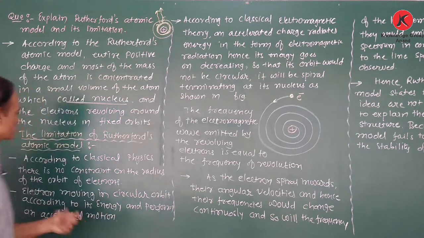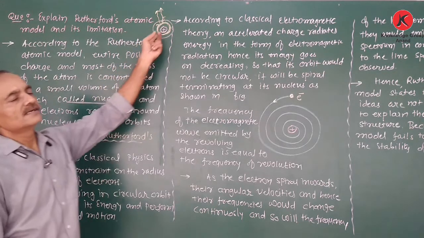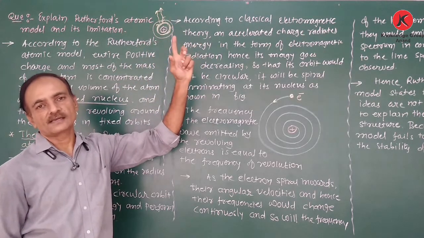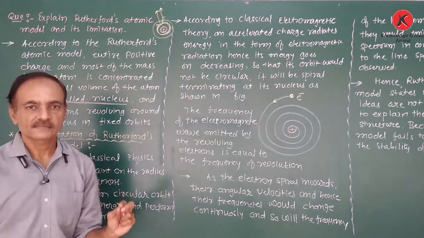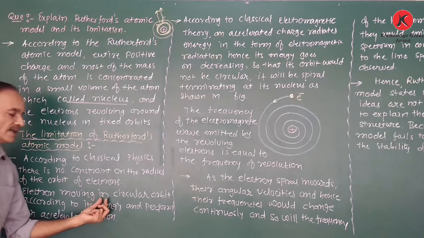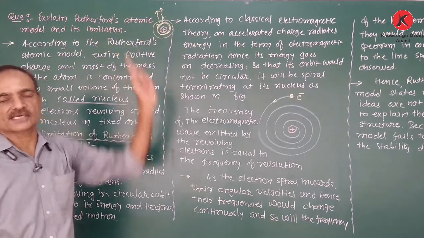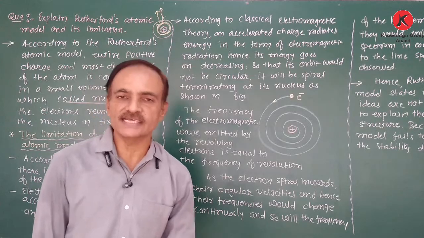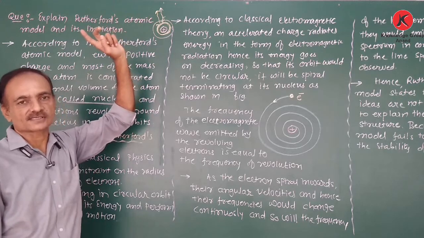Again, according to classical physics, there is no constraint on the radius of the orbit of electrons. Here, a number of orbits around the nucleus are possible. Out of those orbits, in which orbit does the electron revolve? First, the electron revolves in a circular orbit according to its energy and performs accelerated motion, because in circular motion the direction of the velocity continuously changes. Therefore, this motion is accelerated motion.